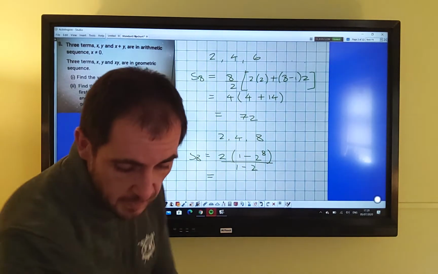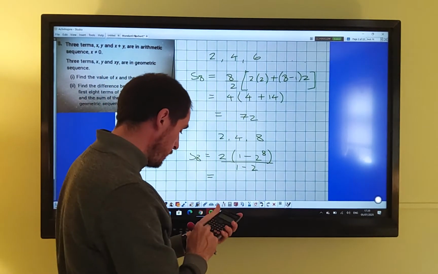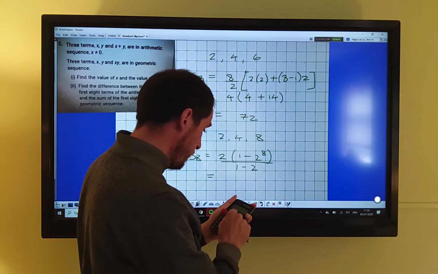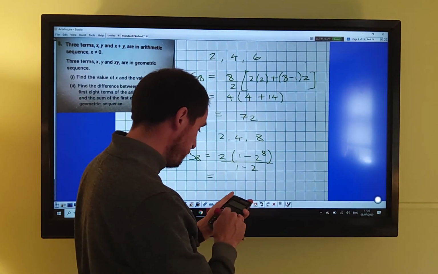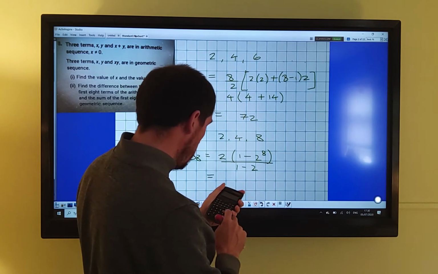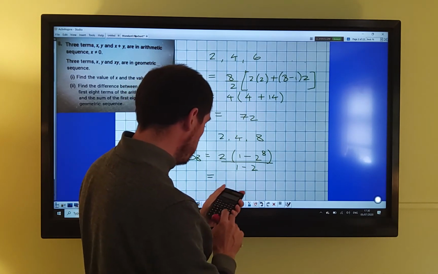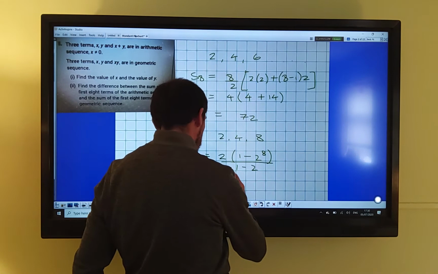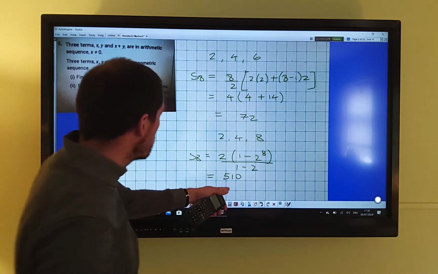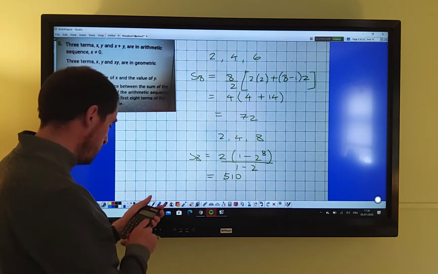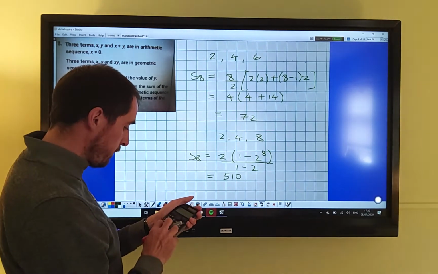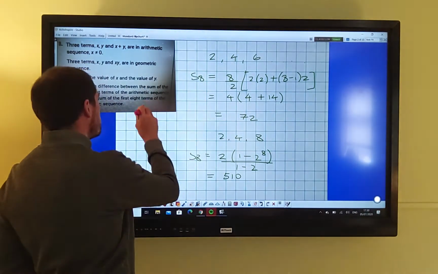If you put that into your calculator, you can do 2 bracket 1 minus 2 to the power of 8, close bracket, and then divide that by minus 1. So your answer is equal to 510. So the difference between 510 and 72, so 510 minus 72, is equal to 438.